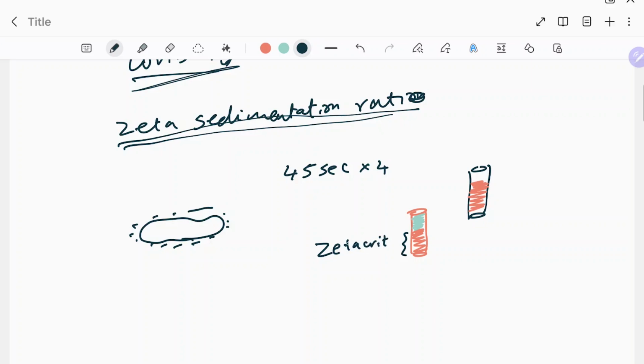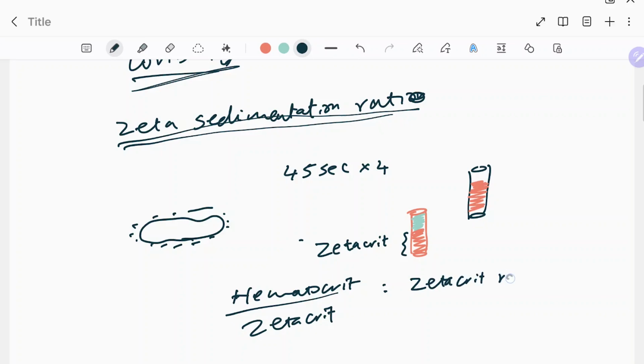And this Zeta-crit, we're going to divide with your hematocrit. So you take the ratio over here. What we do is the true hematocrit divided by the zetacrit is given, and you get this kind of a value. This is your zetacrit ratio, the zetacrit sedimentation ratio.